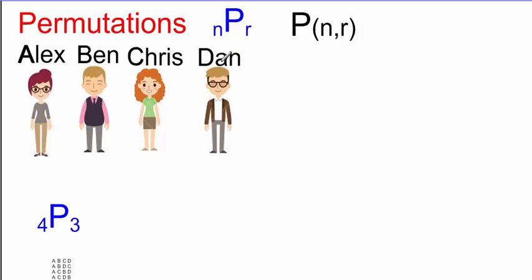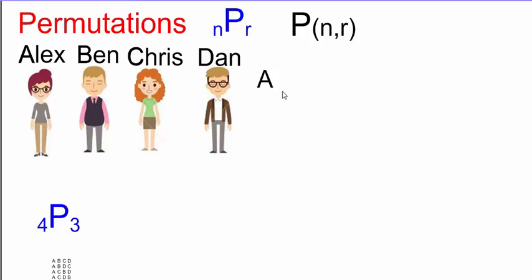Now, Dan comes along and he wants to join the race. P(4,3), or again P(4,3), becomes our calculation. And we can do exactly the same thing.